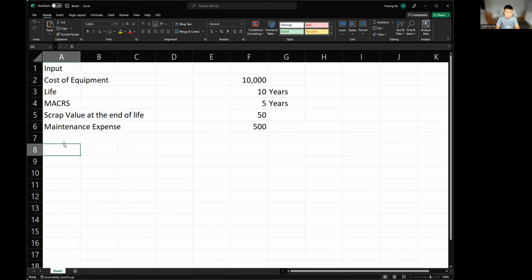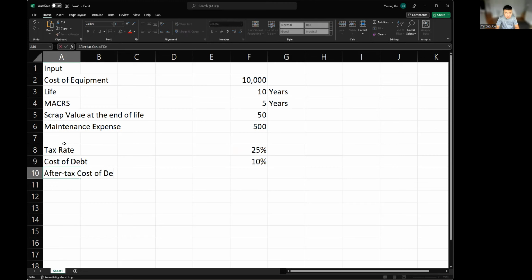Then we have some financial information. For example, the marginal tax rate for the company is 25%. The cost of debt is 10%. This is before-tax cost of debt. So the after-tax cost of debt will be equal to this 10% multiplied by 1 minus the tax rate, okay? 7.5%. So I'm going to make it like this, a little more formatting.